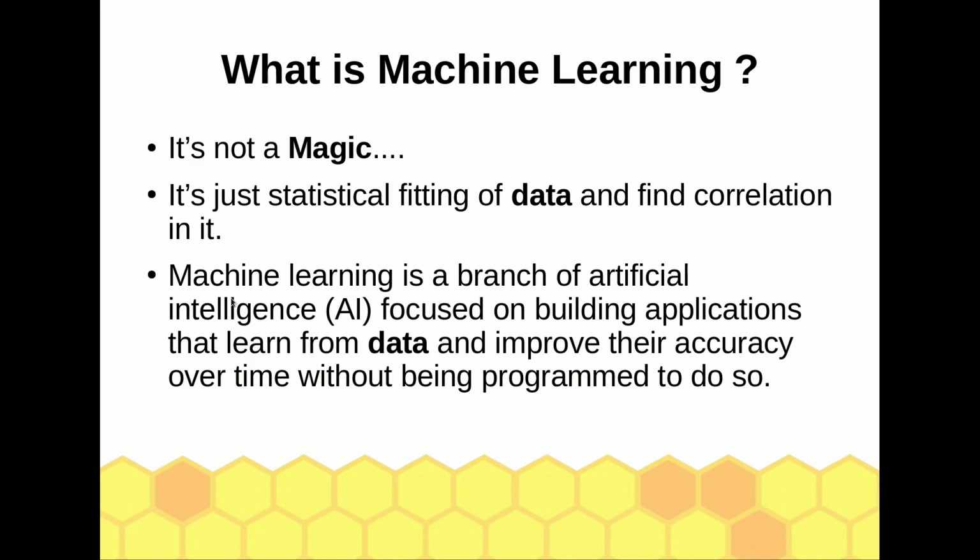Another definition you will come across on google.com or many other websites is that machine learning is a branch of AI focused on building applications that learn from data and improve their accuracy over time without being explicitly programmed. Both of these definitions are the same. You don't have to explicitly sit down and write the code to make your model think. All of these things happen automatically based on the data you give them.